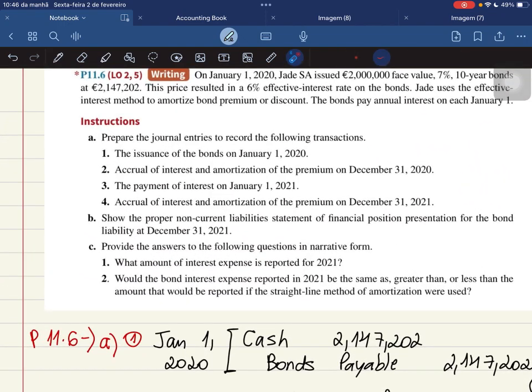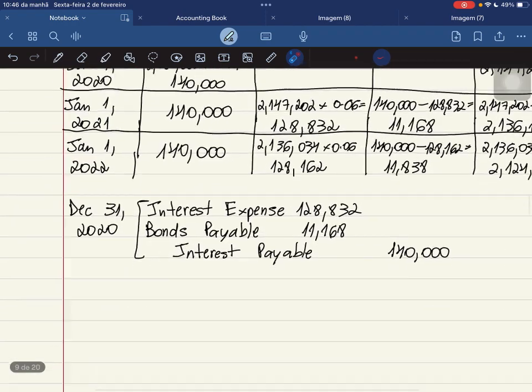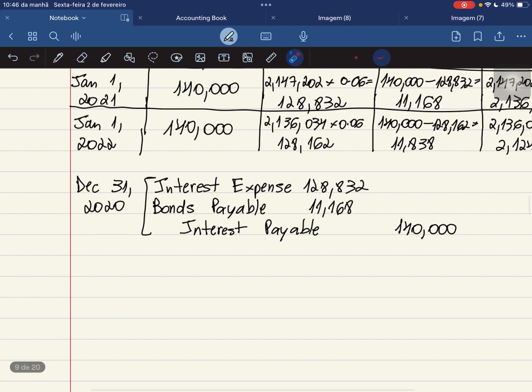Number 3, the payment of interest on January 1st of 2021. Well, payment of interest, there is no interest accrued. It's just the regular payment of the interest. So we are just going to use that interest that was agreed upon on the contract of 140,000. We're not going to accrue anything, and we're just going to pay it.